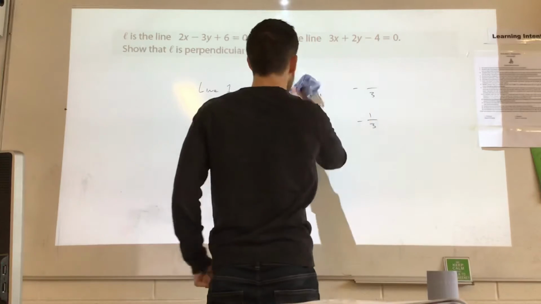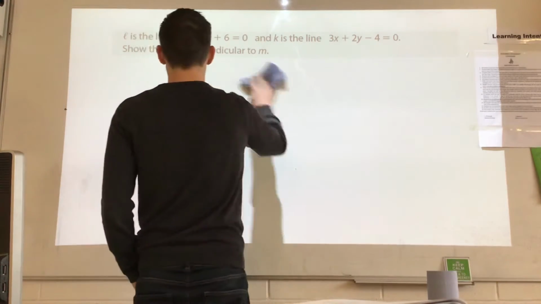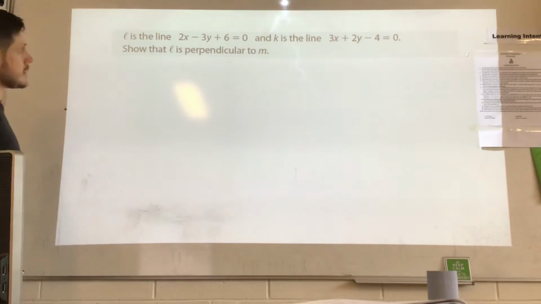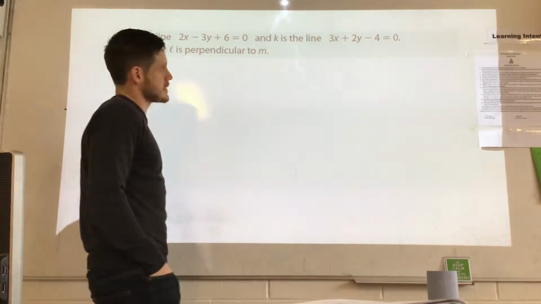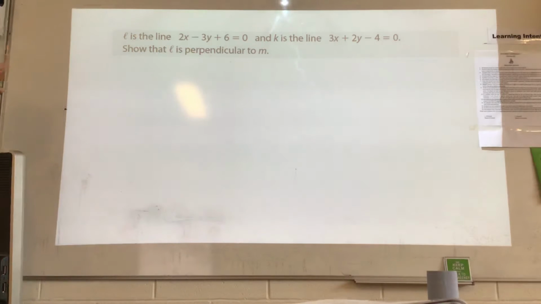So we're going to look at two questions, and this is the first one. They're a little bit tricky. So it says L is the line 2x minus 3y plus 6 is equal to 0, and K is the line 3x plus 2y minus 4 is equal to 0. Show that L is perpendicular to K. So we need to find the slopes of both of those lines. And this comes back to the equation of a line video that I did a while ago.